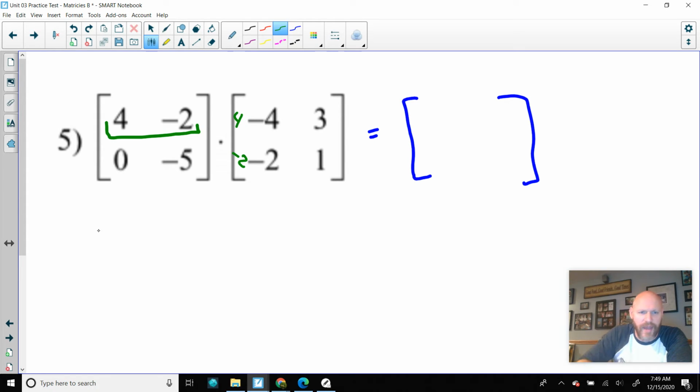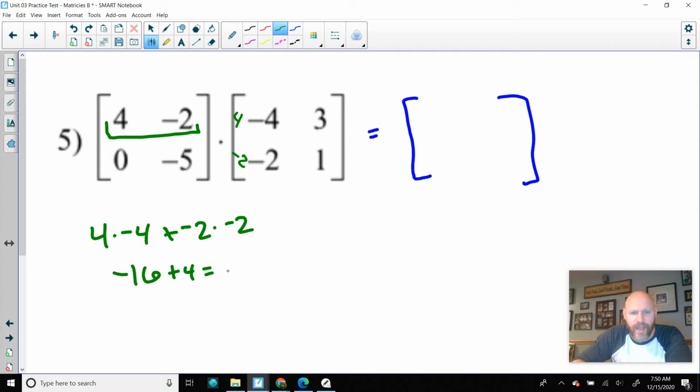So we're really looking at 4 times -4 plus -2 times -2. It's going to be a -16. A negative times a negative is a positive, so we'll have a +4. When we add those together, that gives us a -12. And that was the first row times the first column. So in my answer matrix, first row, first column will be a -12.